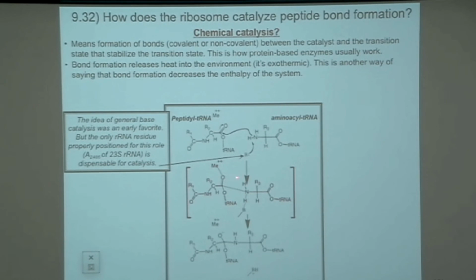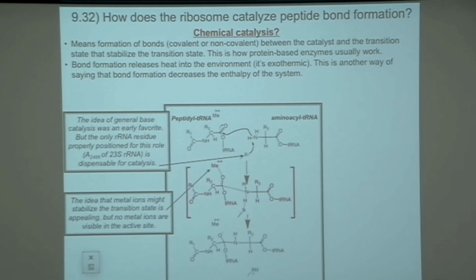Another possibility is that the ribosome uses metal ions to stabilize the transition state, very similar to what we've observed for DNA polymerase, RNA polymerase and the spliceosome, right? The idea is that there might be metal ions in the active site that coordinate atoms in the transition state and thereby stabilize it. But the problem with that is that we don't see any metal ions in the active site when we look at the high-resolution crystal structure of the peptidyl transferase active site. So in the case of the ribosome, there's no clear evidence for chemical catalysis.